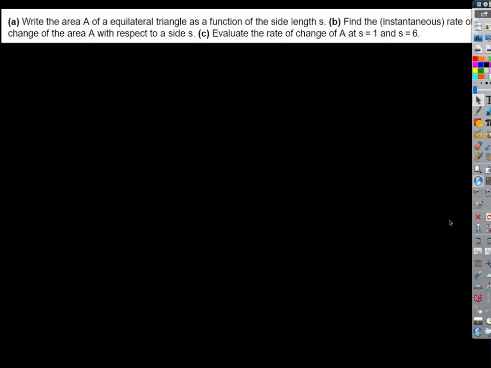Okay, so what is that real quick? What is the area of an equilateral triangle? Does anybody know that formula? What is the area of an equilateral triangle as a function of side length? I can't remember what it is. There is a way to write area of an equilateral triangle as a function of side length. We can just derive it real quick.